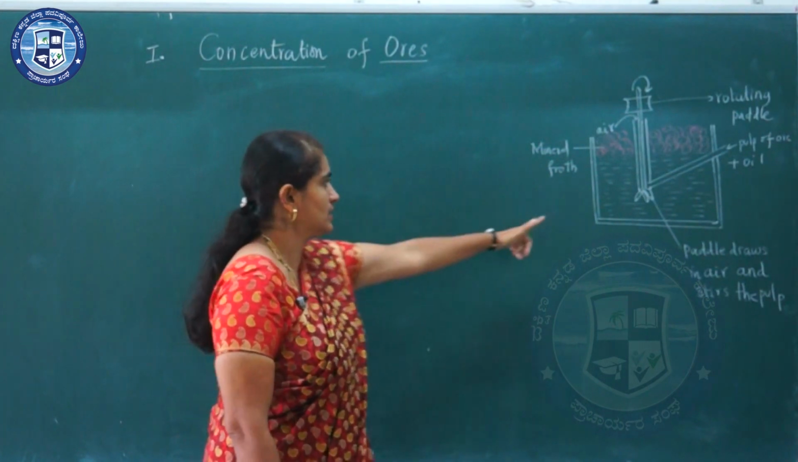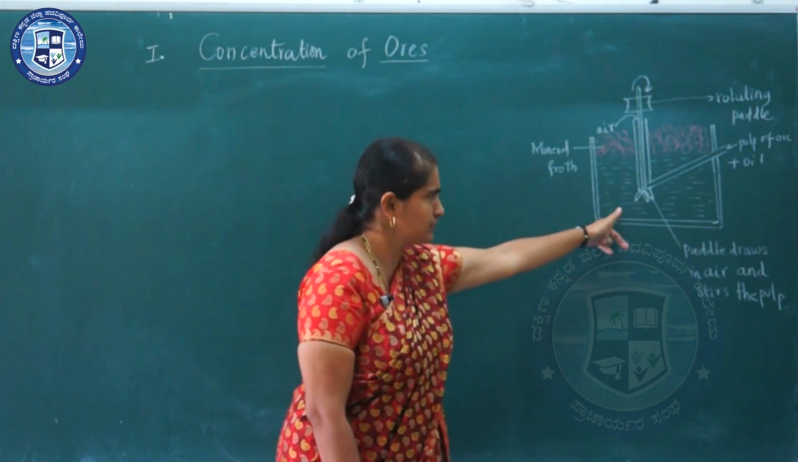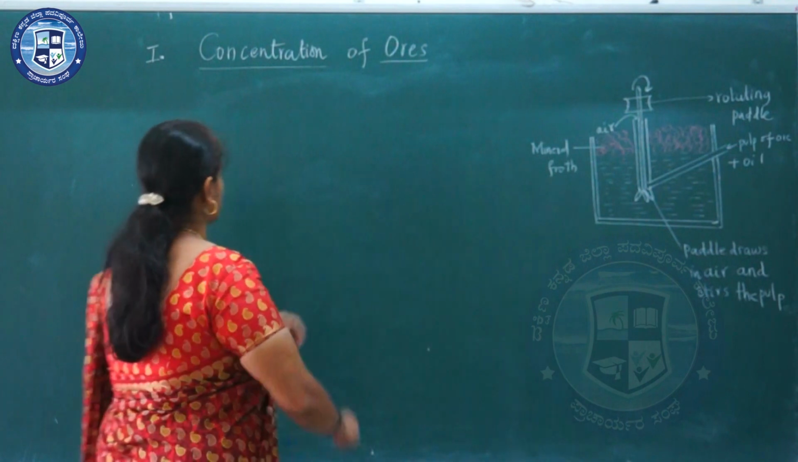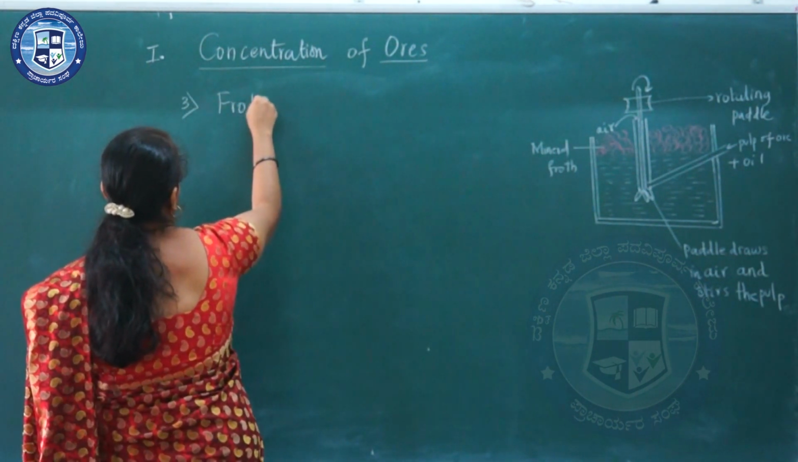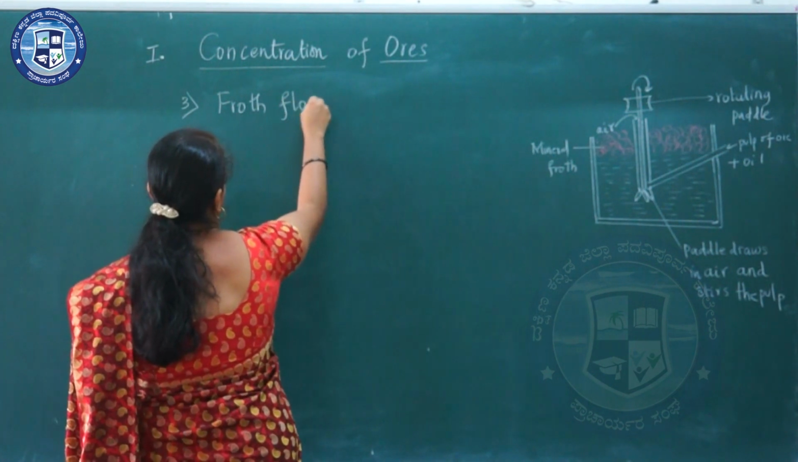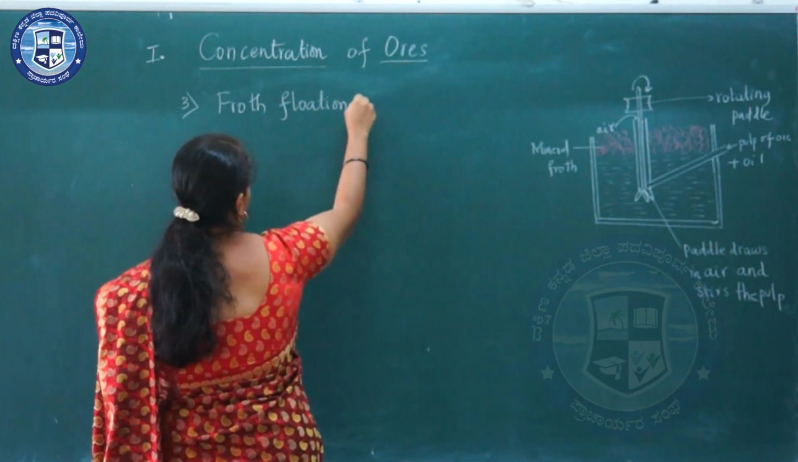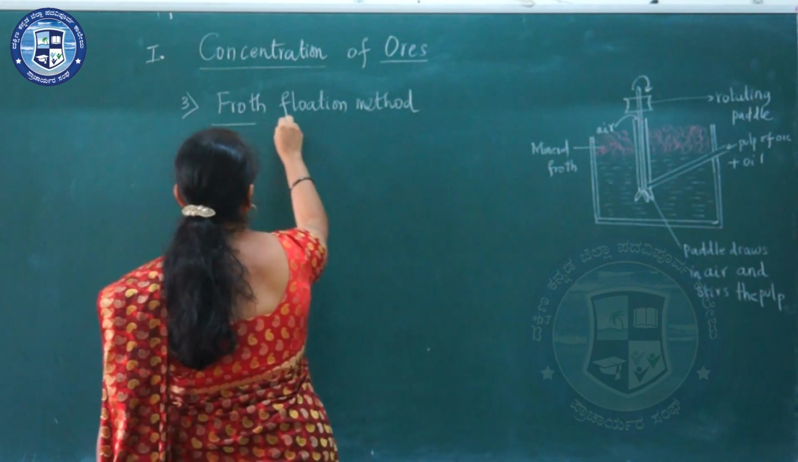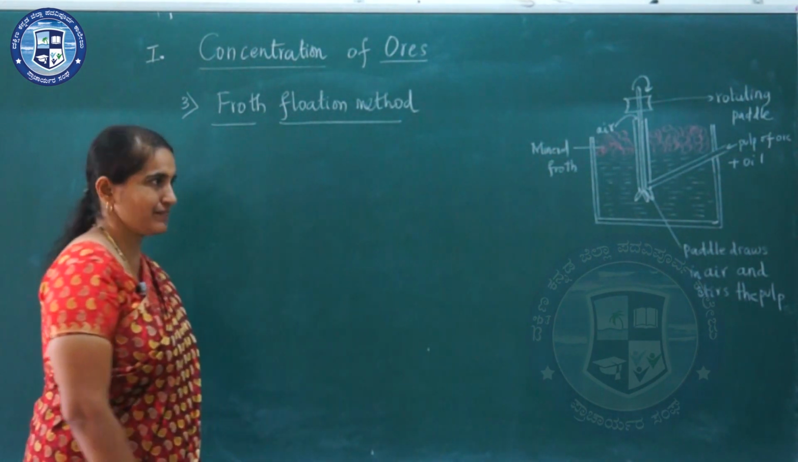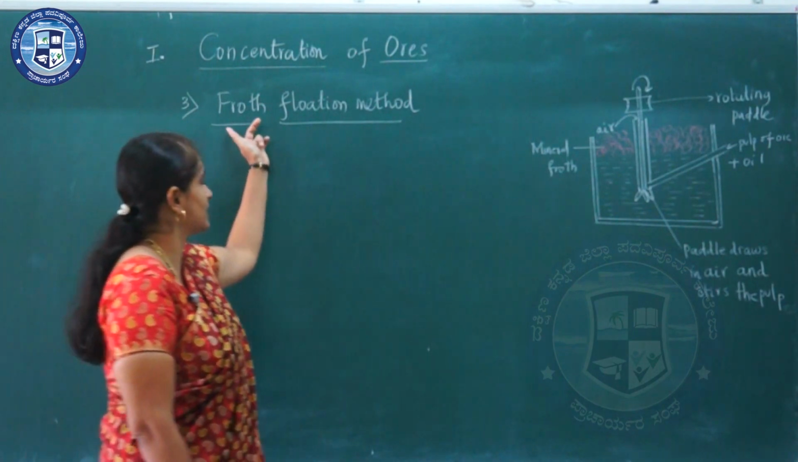Next, the third one. I have already drawn a diagram for you, the schematic diagram here. So what was the third one? The third one was the froth flotation method. The name itself says froth. So what does that word mean?